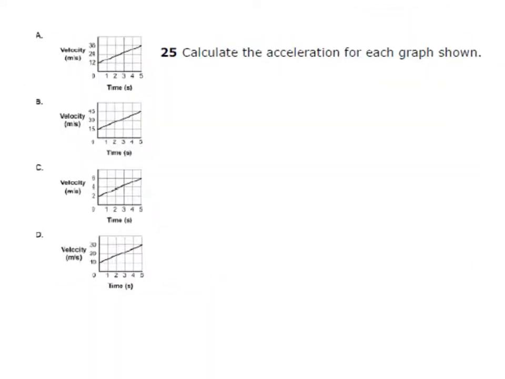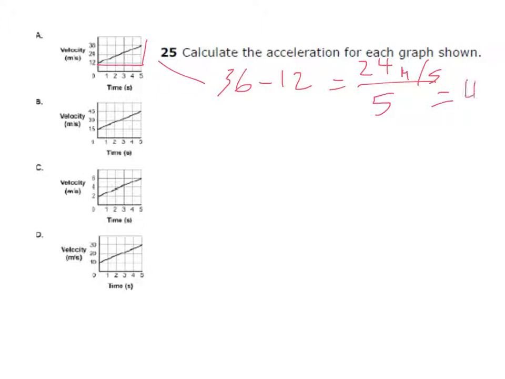25. Calculate the acceleration for each graph. Well, for each graph we need to do the rise over the run, and the rise in this graph is 36 minus 12, so that's equal to 24 meters per second divided by 5 seconds. So that's a little under 5, so that's 4.8 meters per second squared.